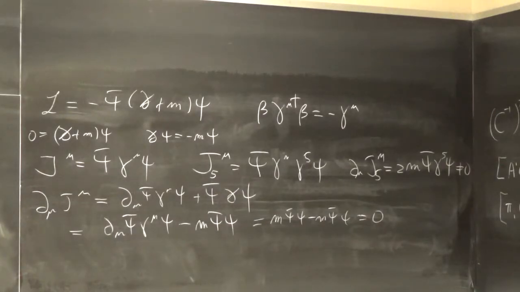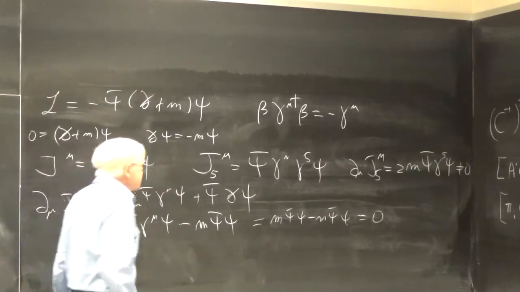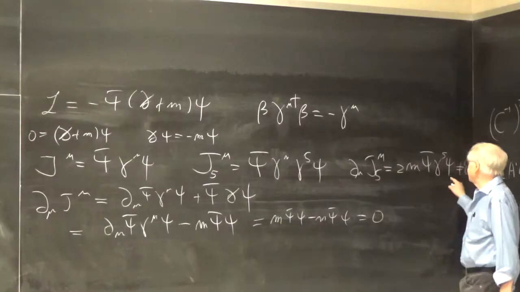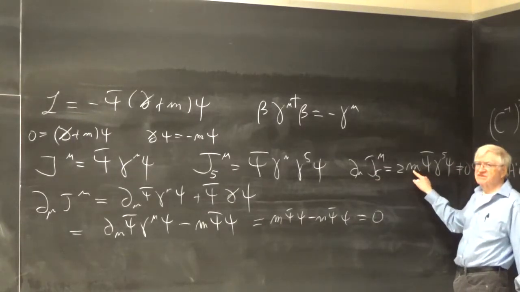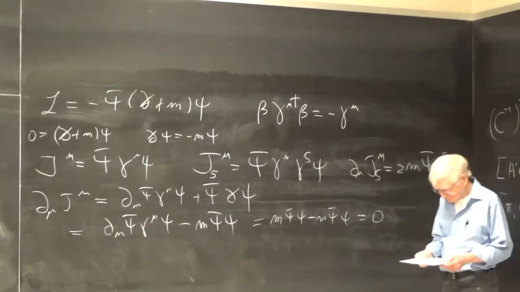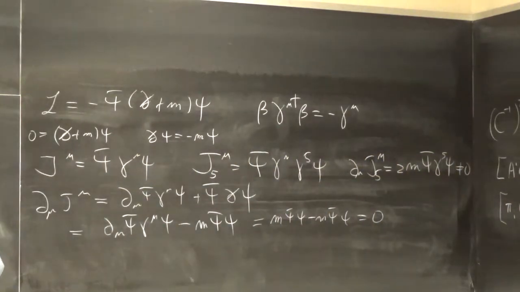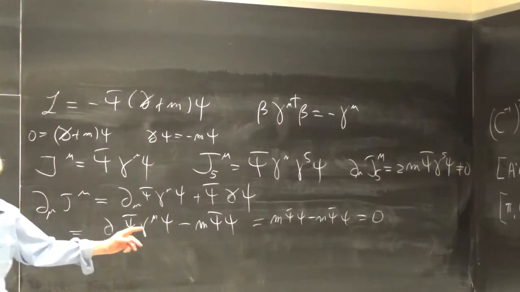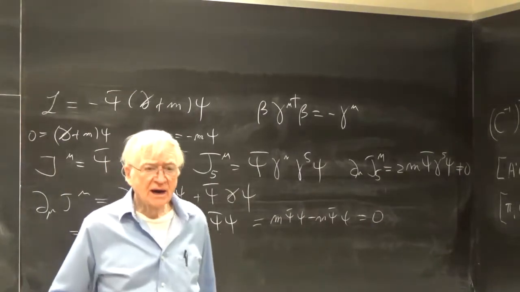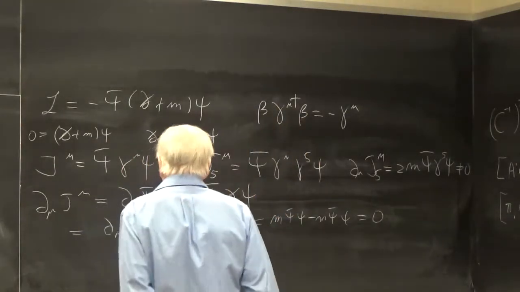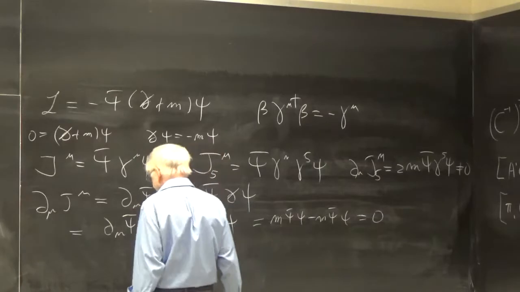So this is called the axial vector current. It's conserved if the mass is 0, but not otherwise. All right, does it correspond to some physical current? Well, what does it mean physically?